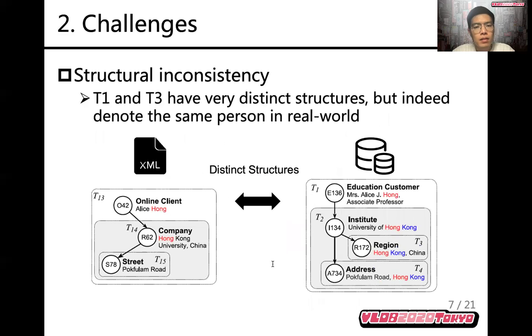The other concern is about structural inconsistency. A straightforward idea is to evaluate the graph edit distance between entities. However, as we mentioned before, entities T1 and T13 from different data sources have very distinct structures, but indeed denote the same person in the real world.